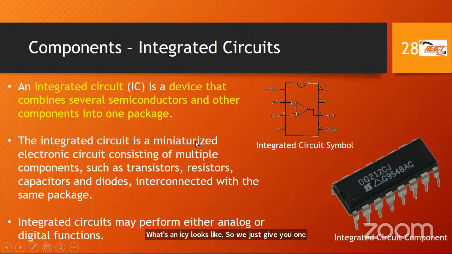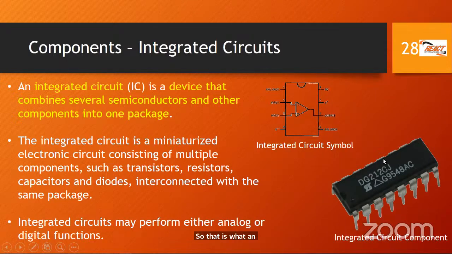And an IC is a miniaturized electronic circuit, and it consists of multiple components. So we have dealt with transistors and resistors and capacitors, diodes as individual components on a circuit board. But an integrated circuit can have all of that packed into one little package like this. You wouldn't see it, but it's inside of there. All of those components are miniaturized. So that is what an IC looks like.